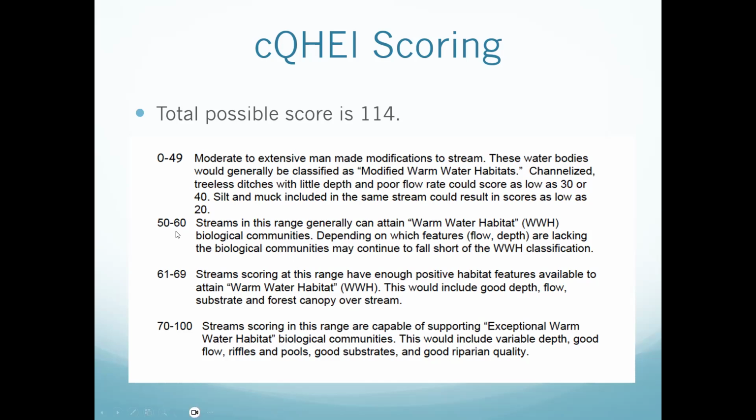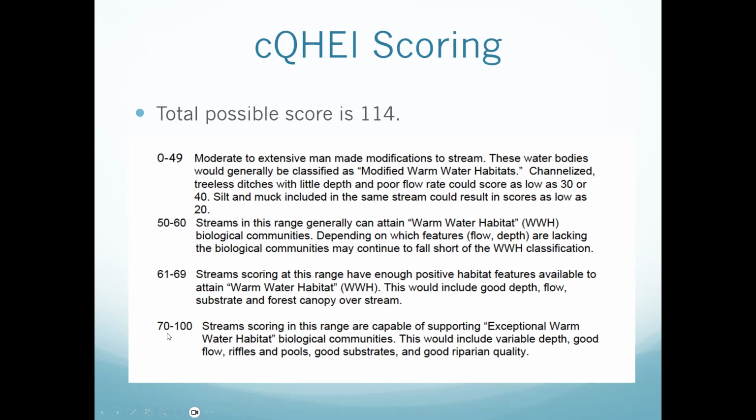If you have a 50 to 60, these streams typically can attain warm water habitat, which is an EPA designation, looking at the biological communities. And then, your flow or depth may be lacking, and that may be affecting your biological community. 61 to 69, these have enough features to attain warm water habitat as well. And then the flow and depth, substrate, and forest canopy are typically intact in these types of streams.